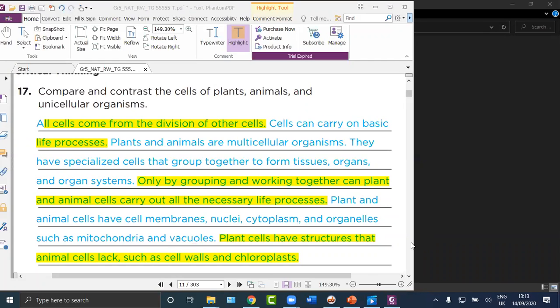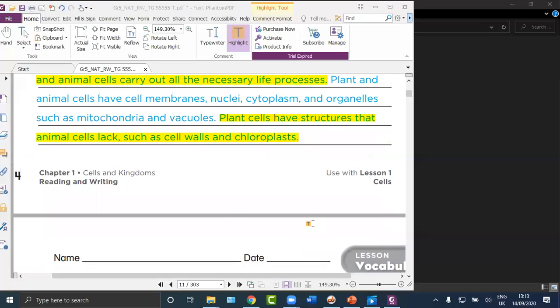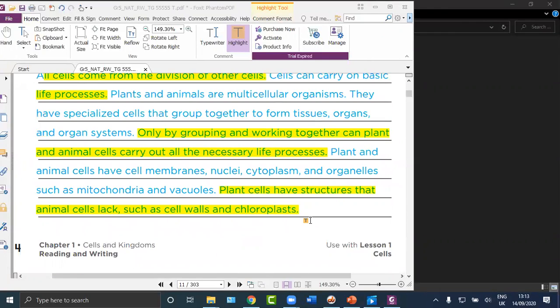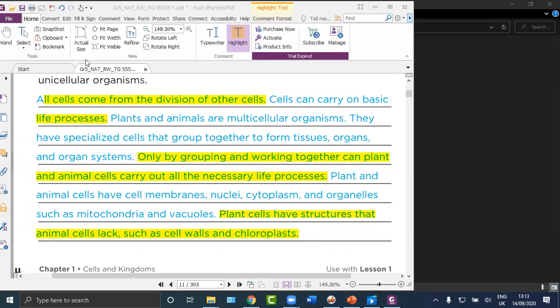Yahya, write only the highlighted one. Are you finished? No, I didn't. We explained before in the oral. Okay, only the main idea. All cells come from the division of other cells. Only by grouping and working together can plant and animal cells carry out all the necessary life processes.